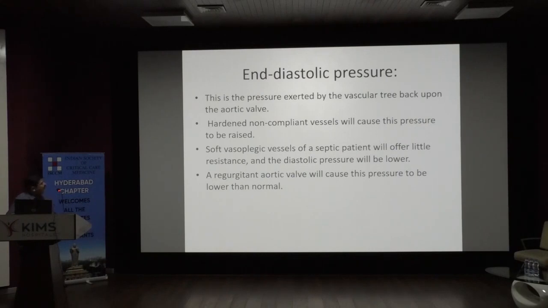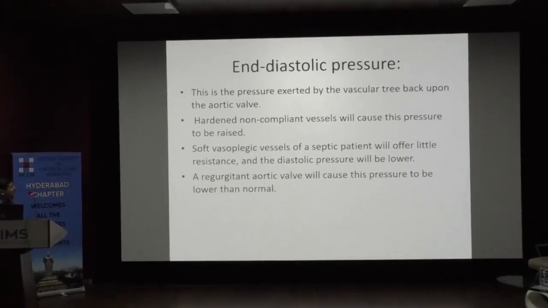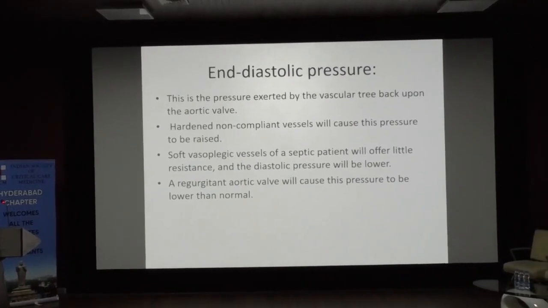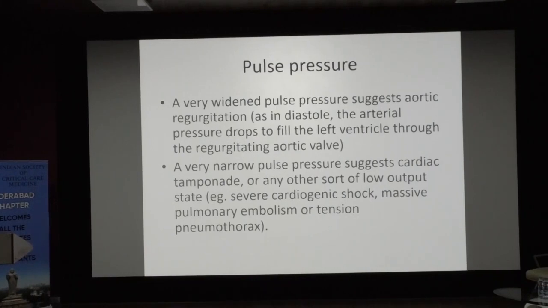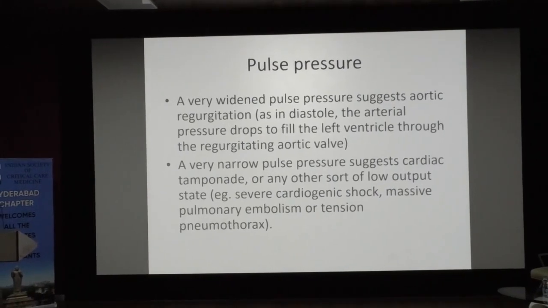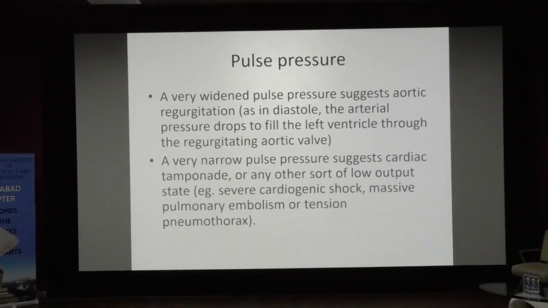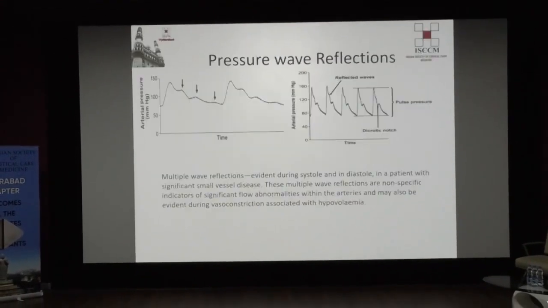Now, end diastolic pressure is the pressure exerted by the vascular tree back upon the aortic valve. Hardened and non-compliant vessels will cause this pressure to be raised, and soft vasoplegic vessels of a septic patient will offer little resistance, and the diastolic pressure will be lower. Pulse pressure: a very widened pulse pressure suggests aortic regurgitation. A very narrow pulse pressure suggests cardiac tamponade or any other sort of low cardiac output state.